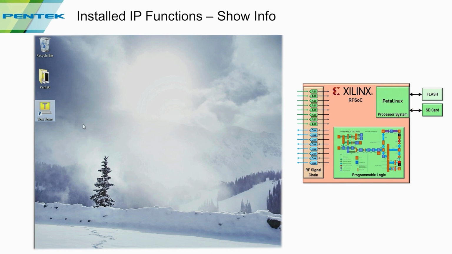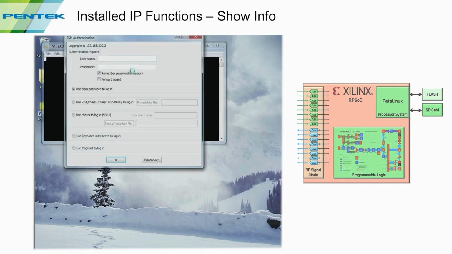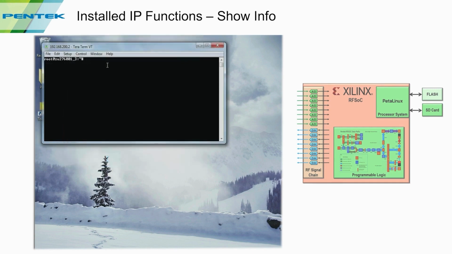Now once Linux is running, I can use any terminal program on my PC to access the ARM processors. Earlier I set my IP address on the processor system to 2, so I set that here. And then I can go in and log in with username root and password root. And now what I'm looking at is the ARM processor running on the RFSoC.